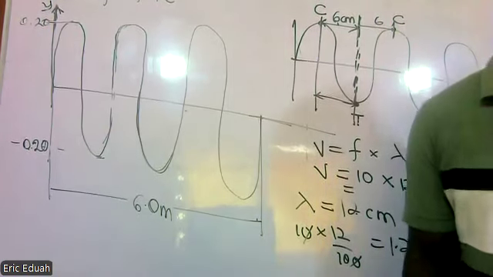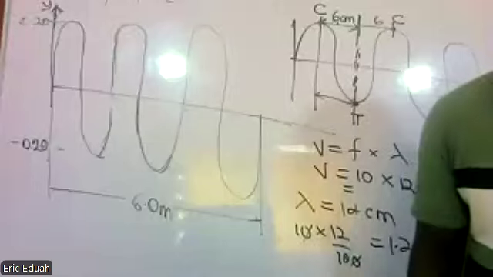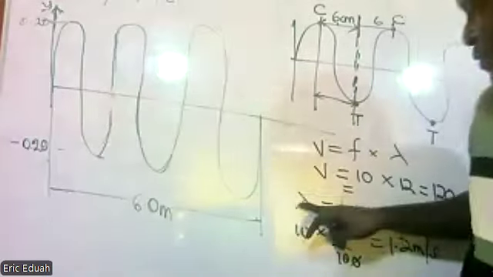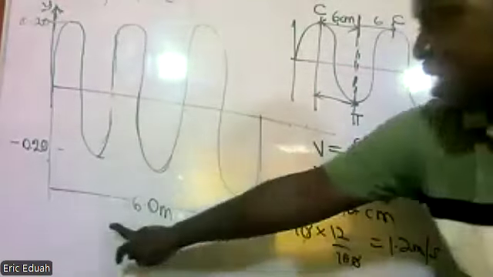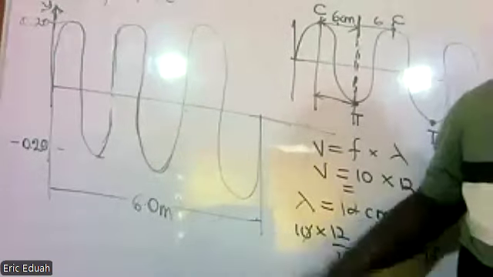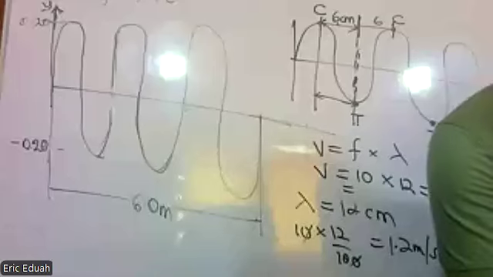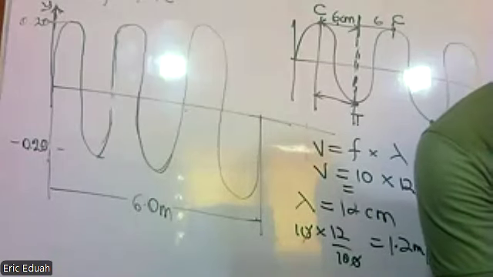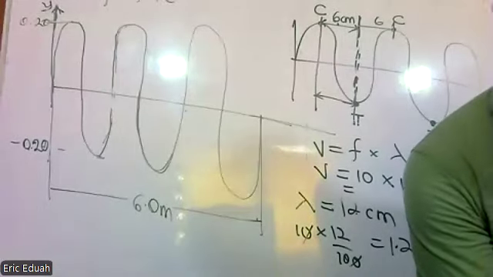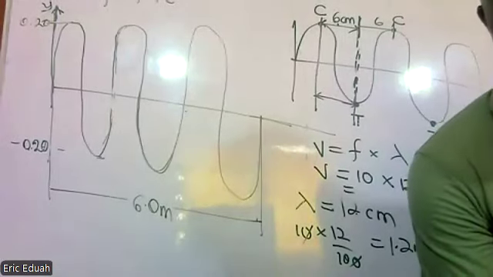All right, so the diagram below represents a wave. The whole wave given has a length of 6.0 centimeters. What is the speed of the wave if its frequency is 8.0 hertz?